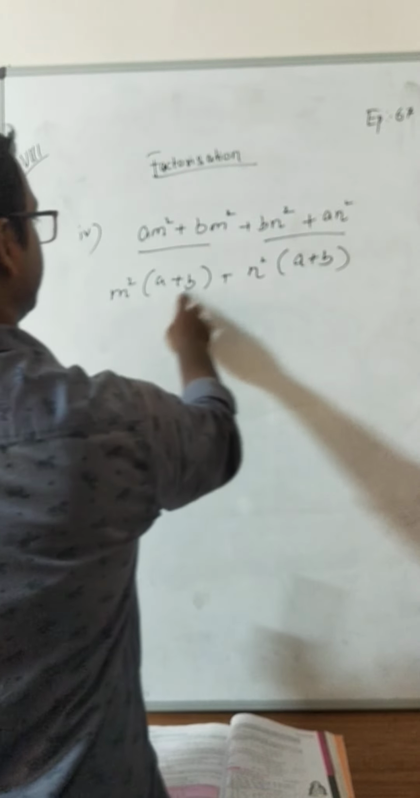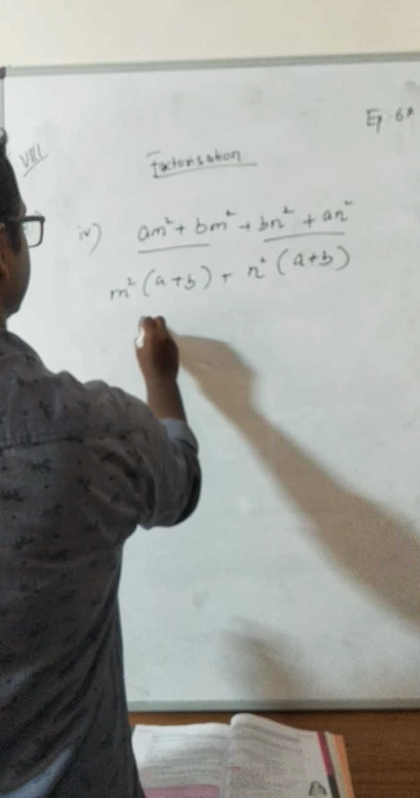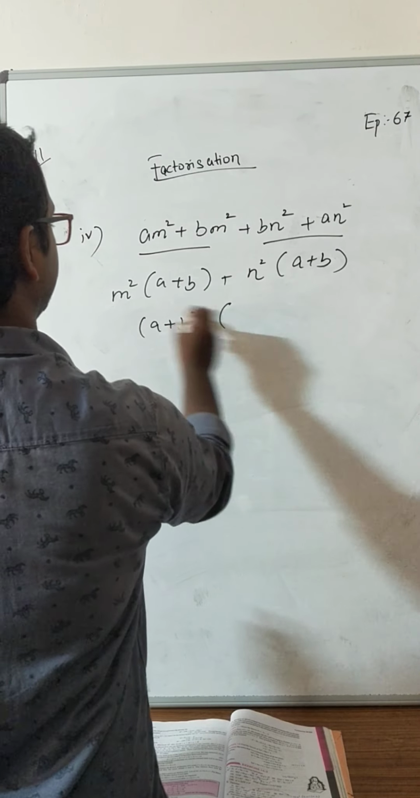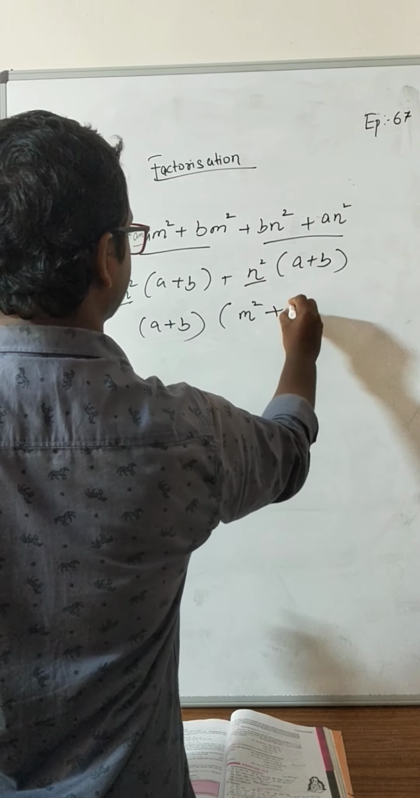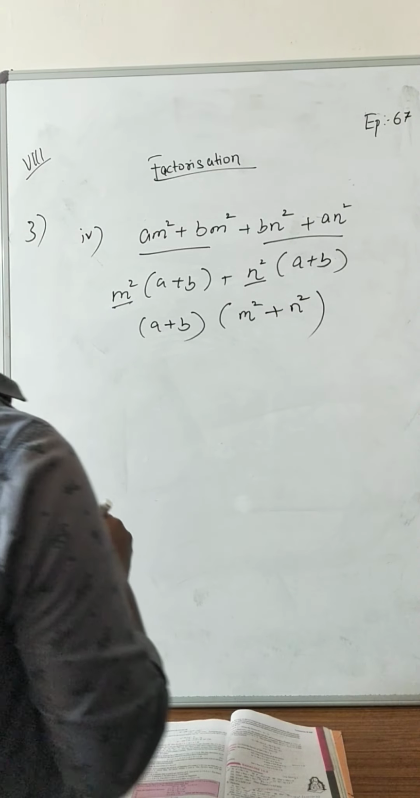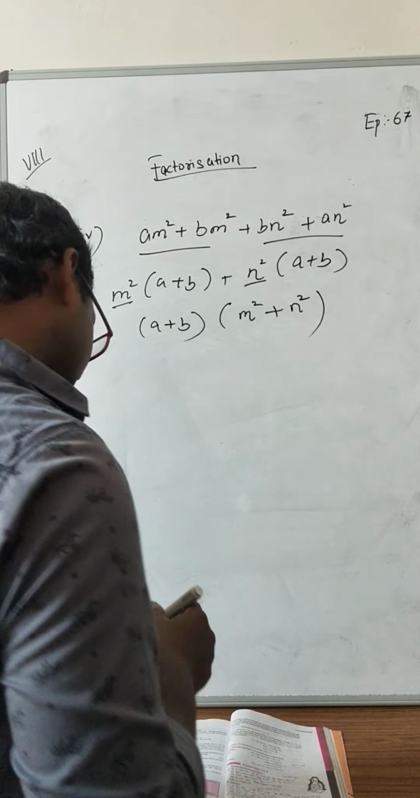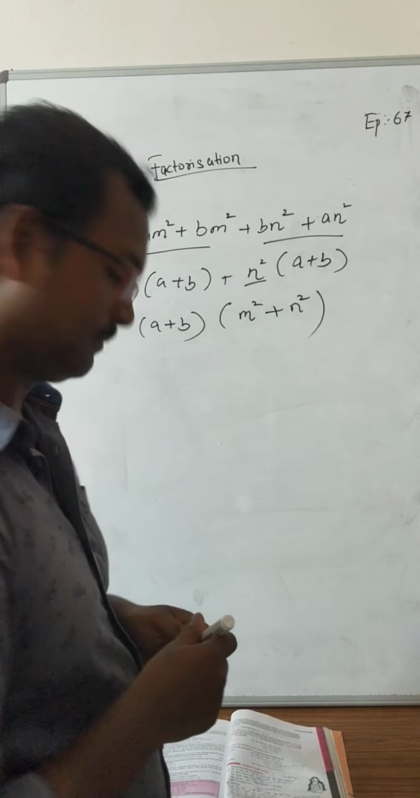Now here a plus b, here a plus b, which means I will take a plus b as common. And from the first expression I will have m². From the second expression I will have n². So the final answer is (a plus b)(m² plus n²).